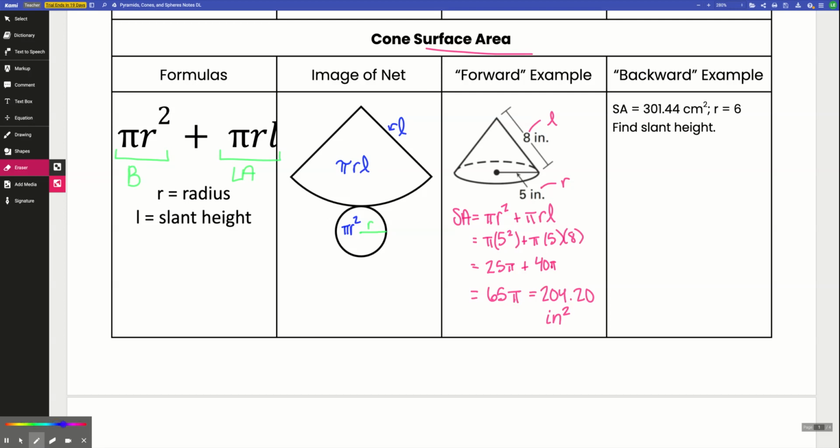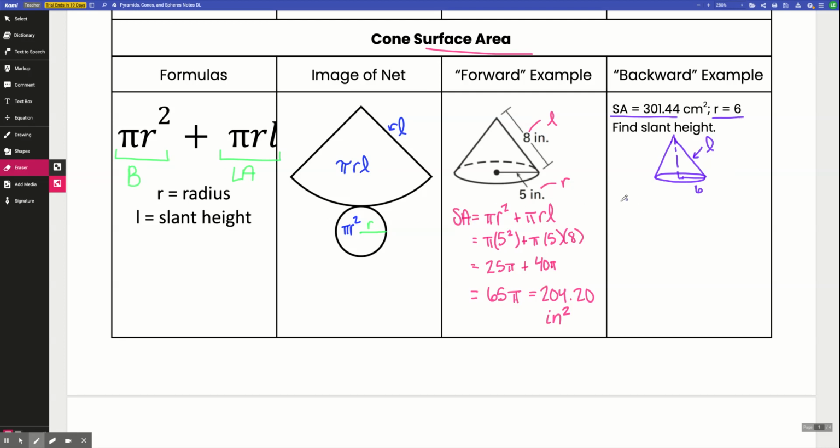Okay, one more here, and we're going to do a backwards example. With my backwards example, they gave me the surface area and they gave me that the radius was 6 and they want me to find the slant height. They didn't give me a picture here. I don't necessarily need one, but you can always draw one if you're not exactly sure. I'm looking for the slant height. I don't know what that is, but I do know that the radius is 6. If it helps you to have the little visual, you can definitely draw it in there, but for this one, you don't necessarily need it if you know the formula.